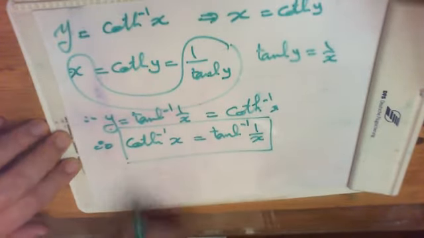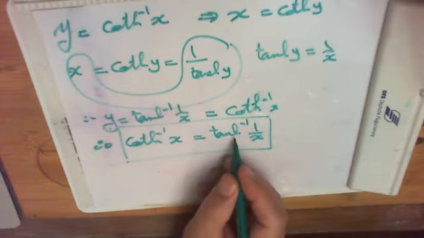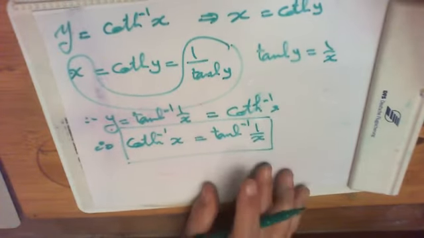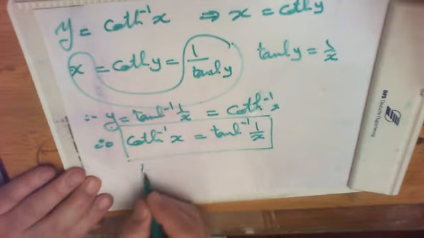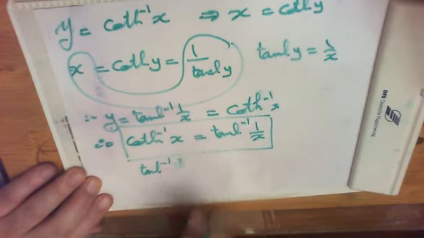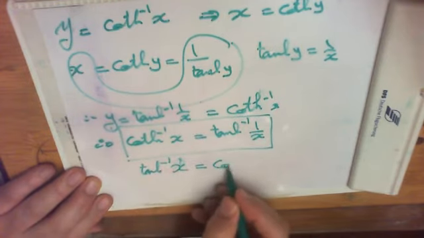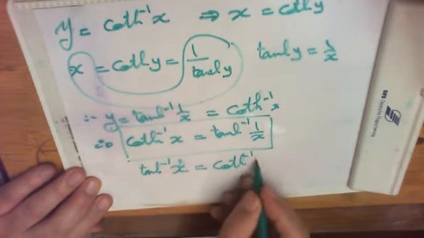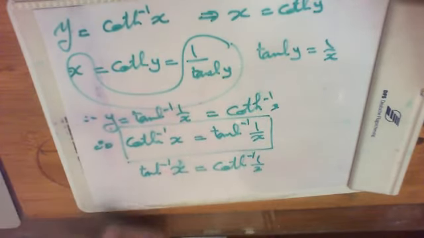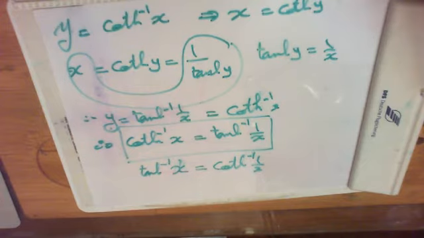So I have the right to use that expression of tan⁻¹ by replacing every x by 1 over x. In the same way, tan⁻¹(1/x) equals cot⁻¹x. Okay? No problem. Don't worry about it.